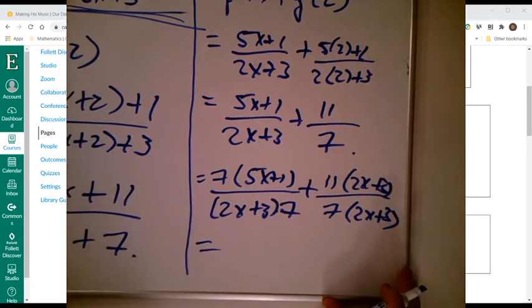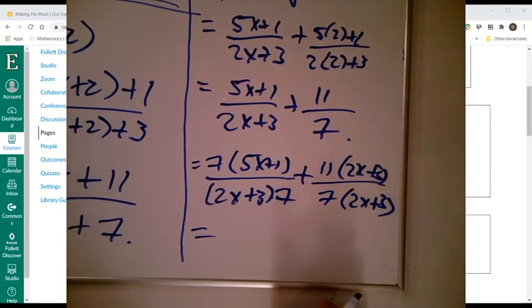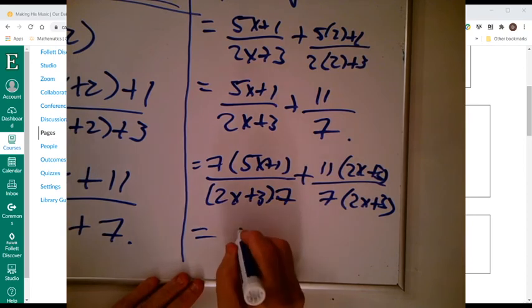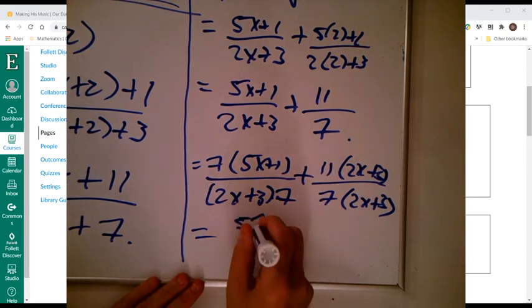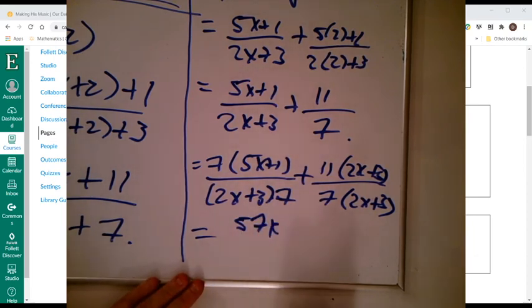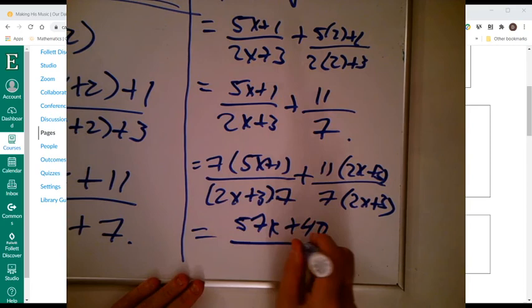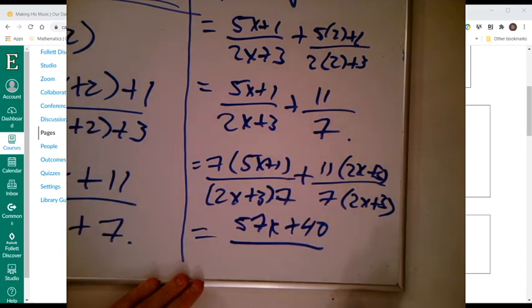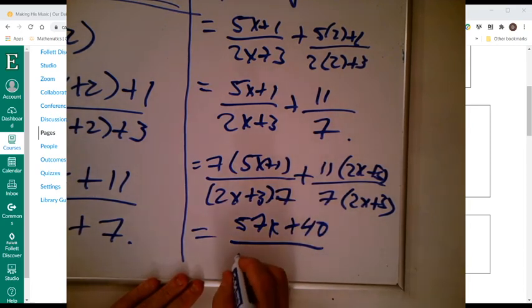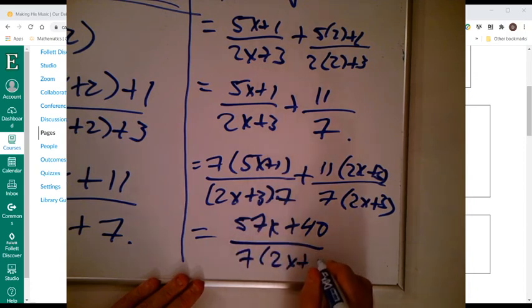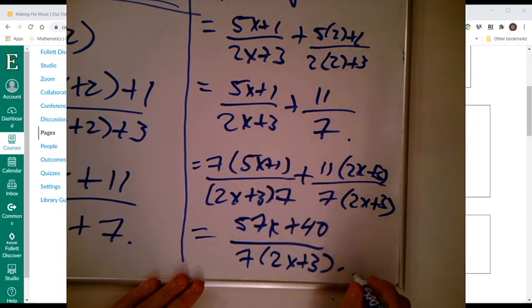And I'm going to start adding these using a little bit of mental math. This is going to be 35x plus 22x. That's 57x. This is going to be 7 plus 33, so that's going to be plus 40. Bottom, why don't I just leave it like that? I'm going to leave it as 7 times 2x plus 3, like that, and we're all done.